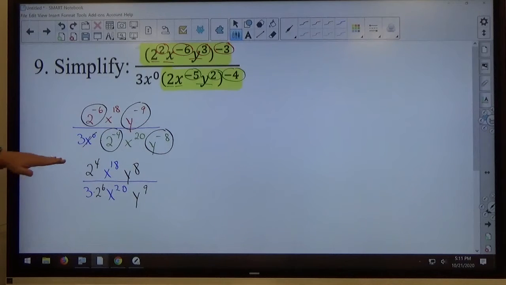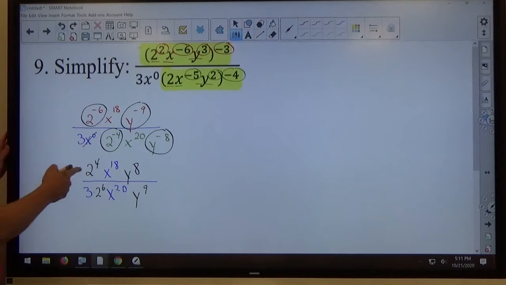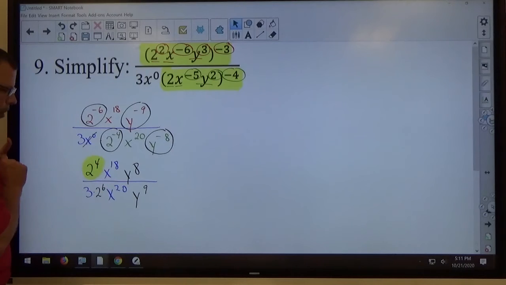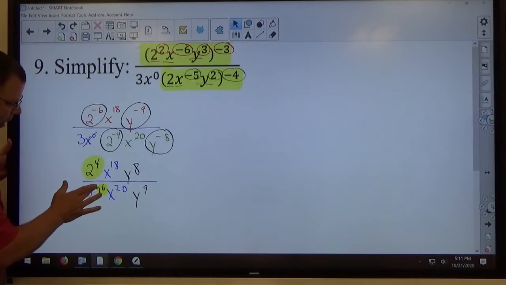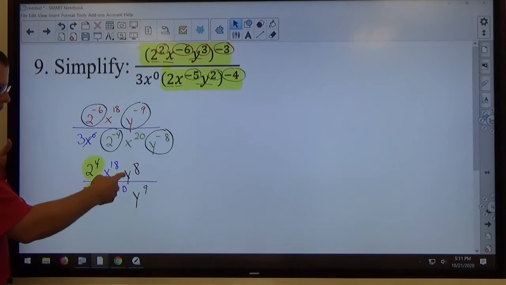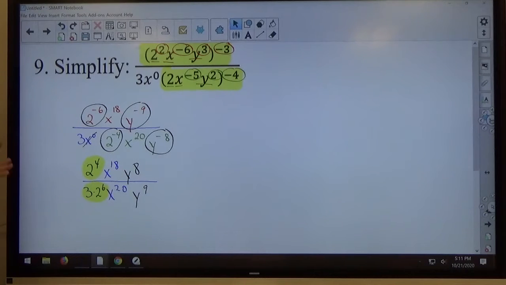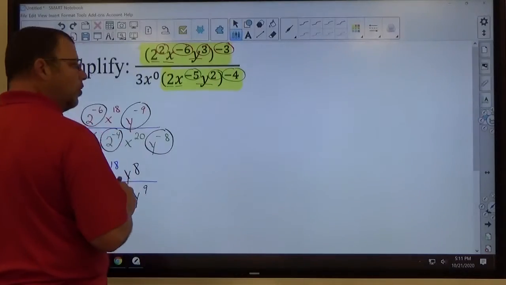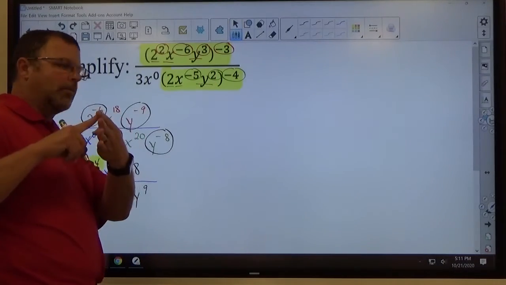Next step is to fix the top completely, the bottom completely. That involves evaluating powers, multiplying numbers, and if you have the same letter happening, fix that. Okay. On top, the only issue, I can evaluate 2 to the 4th power. On the bottom, the only issue, I can multiply 3 times 2 to the 6th power. I only have one x and one y and one x and one y, so everything letter-wise is fine for that. So if I go ahead and evaluate those, 2 times 2 is 4, times 2 is 8, times 2 is 16.